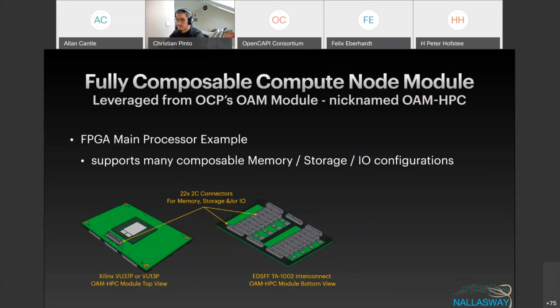So leverage from the OCP's OAM module is something I've been looking into, which is, relatively speaking, a small module with very powerful processors. But I've changed the interconnect. I've nicknamed this OAM HPC, but we've changed the interconnect to these IOs, so that all of the media and IOs are actually using this EDSFF interconnect.